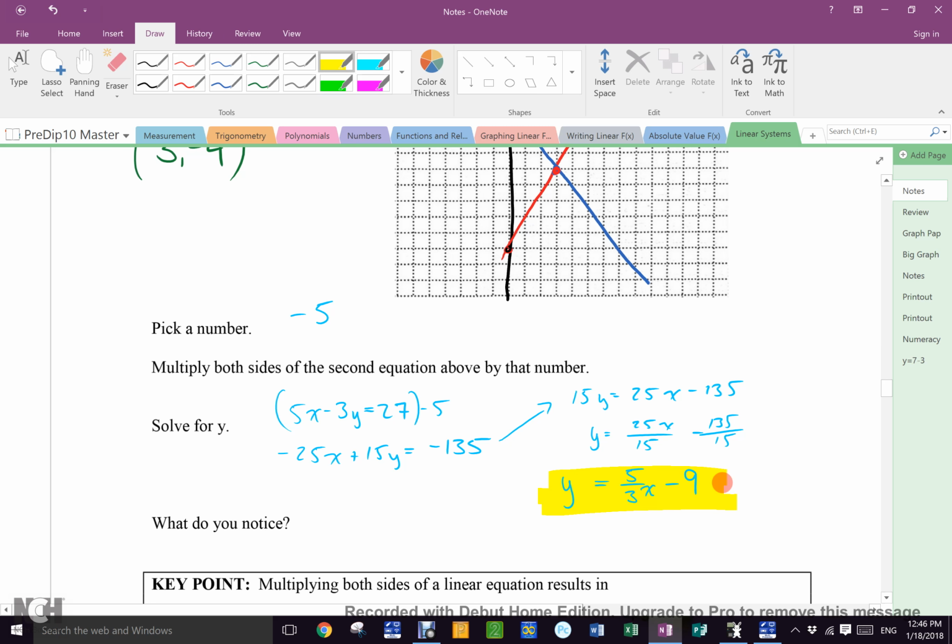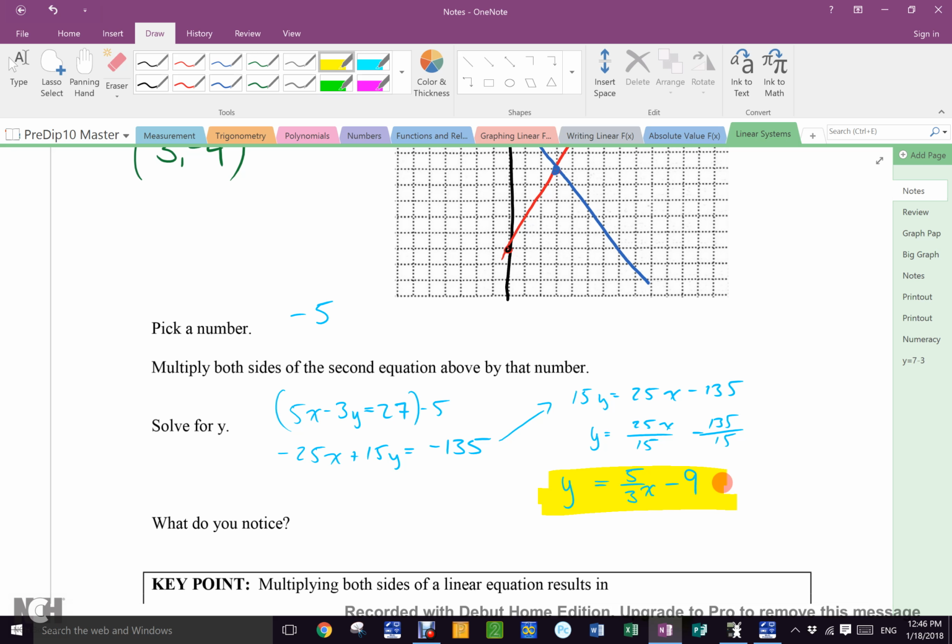Then answer the question that says, what do you notice? Do not answer it out loud. Answer it on your piece of paper. What did you notice when you multiplied both sides of the equation by that number and then solved for y again, just like it says to do on the piece of paper?